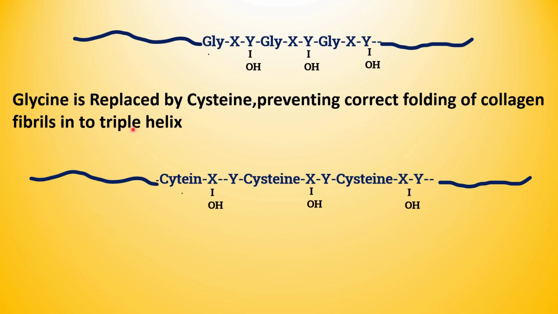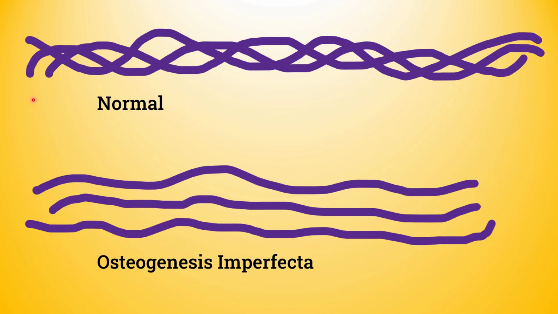So here you can see that normally there is a glycine present in a pro alpha chain, but in osteogenesis imperfecta, the glycine is replaced by cysteine, preventing the correct folding of the collagen fibril into the triple helix. So there will be no proper folding because glycine is replaced by cysteine. Here you can see this is a normal collagen, but because there is no proper folding, this pro alpha chain will be like this. So it is seen in osteogenesis imperfecta.